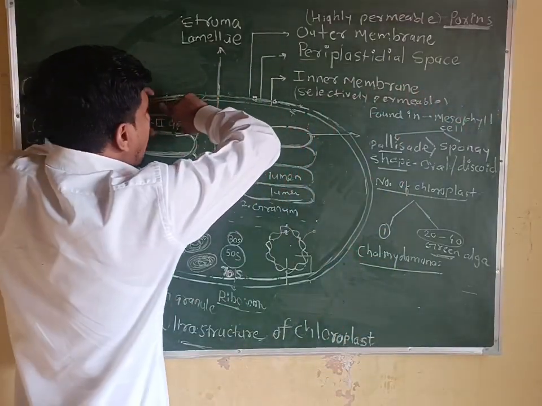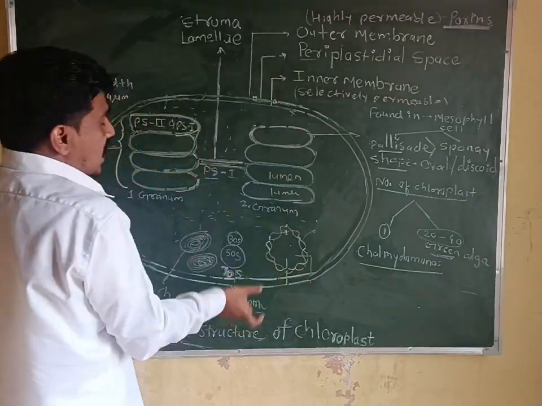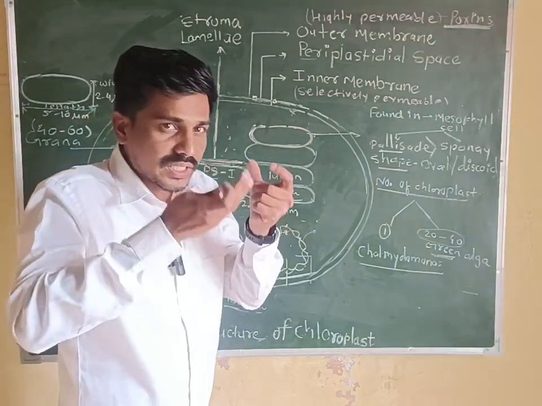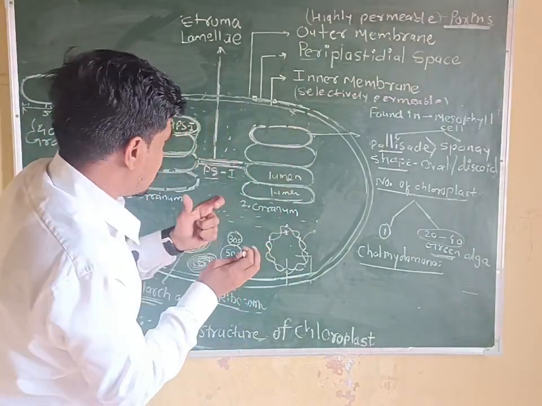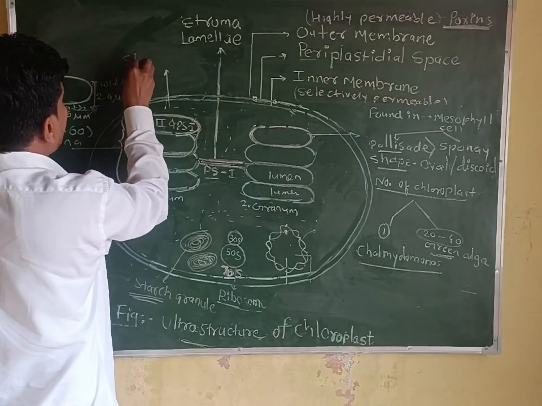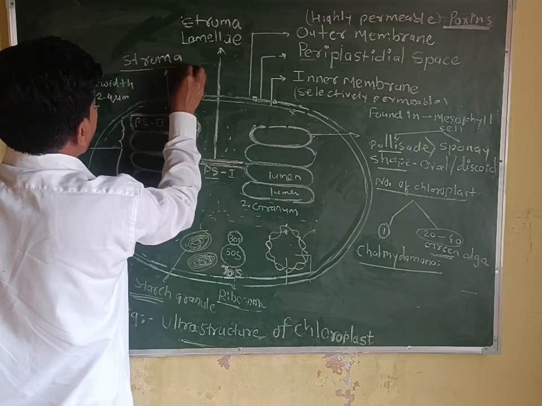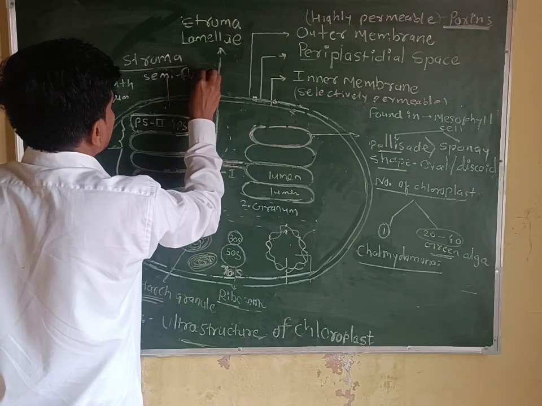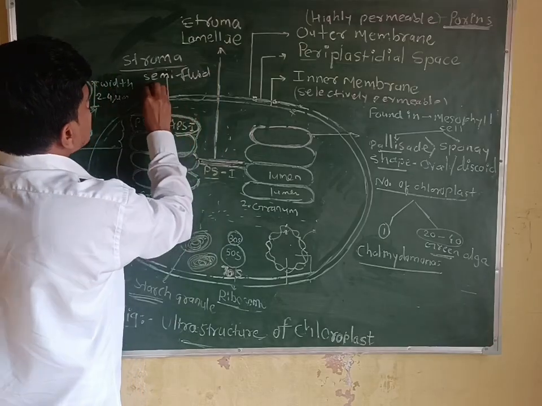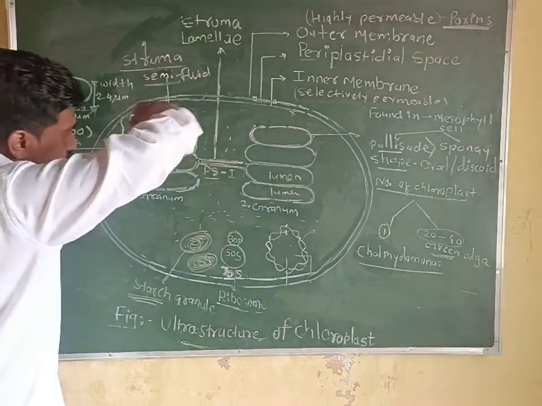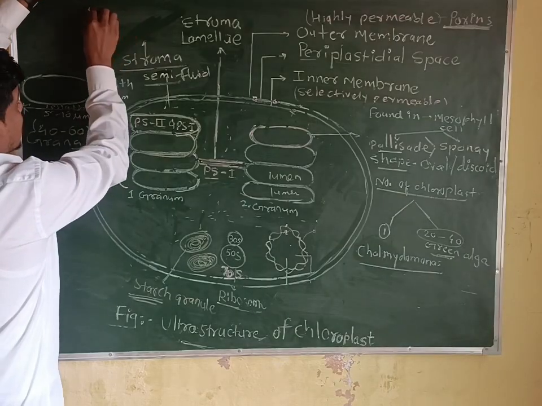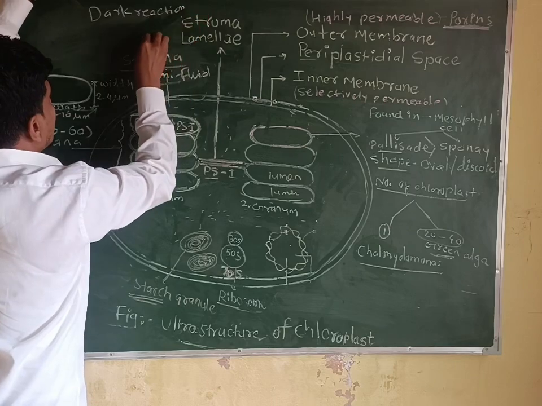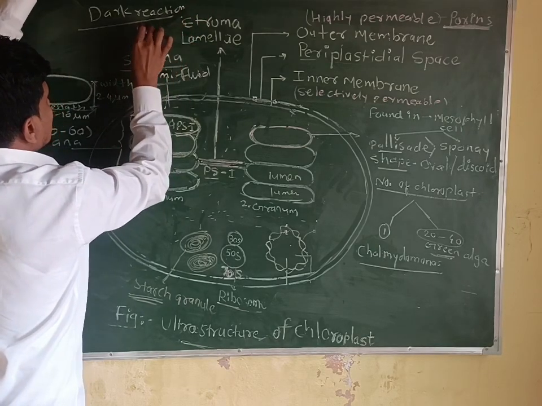After that, the outer and inner membrane enclose a space, and in that space a semi-fluid, transparent, jelly-like substance is present, known as the stroma. Stroma is semi-fluid. In the stroma, the dark reaction occurs. It means the site of dark reaction is the stroma.